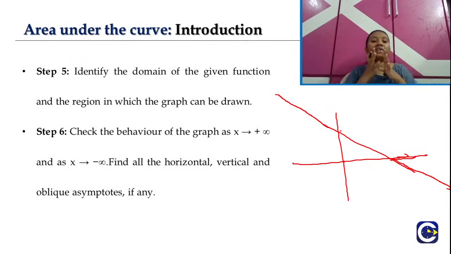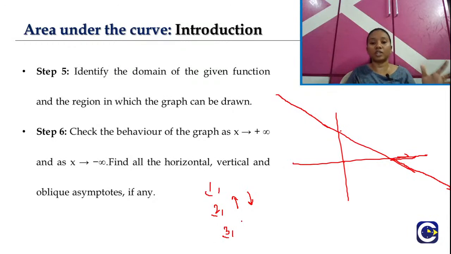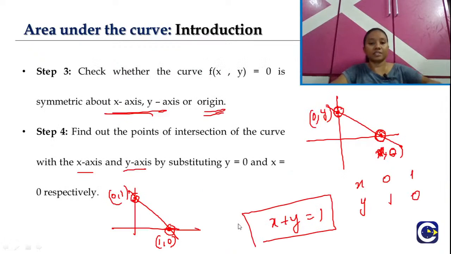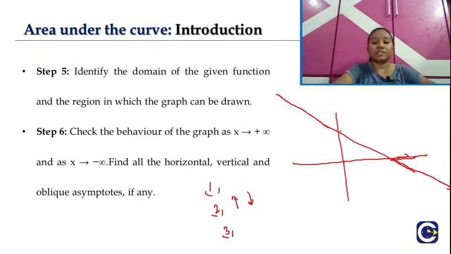So these are the typical things we can get from curve tracing, that is, by plotting the graph of a curve. First we plot by taking some random points, then we check whether it's increasing or decreasing by finding the derivative, then we check the intersection points on the x-axis as well as the y-axis, and then we check whether it is symmetric about the x-axis, the y-axis, or the origin.